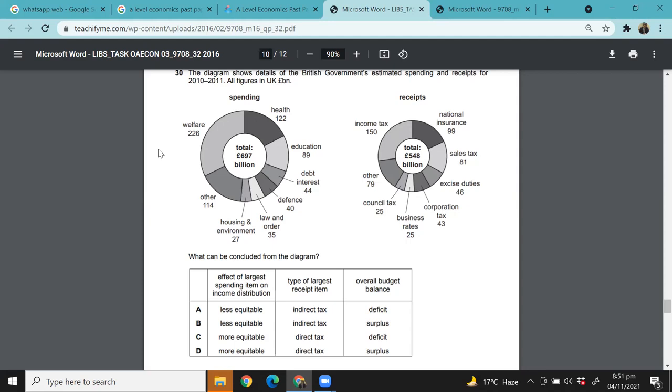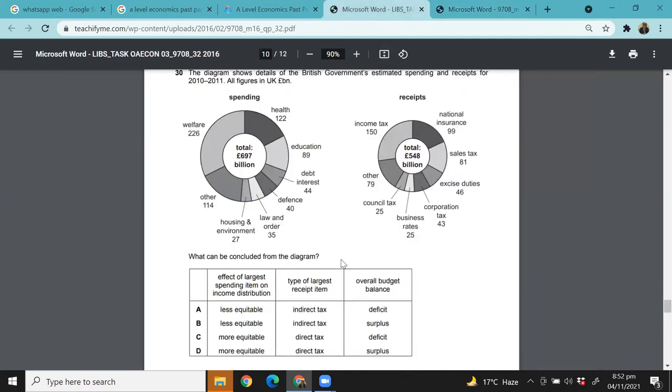Now, will that make distribution of income more equal or less equitable? Will the distribution of income, due to government spending so much on welfare, be more equitable or less equitable? That will make it more equitable. So even without finding out the type of largest receipt item, you can tell that the answer should be C, right? Easy. Got it? So it's C.